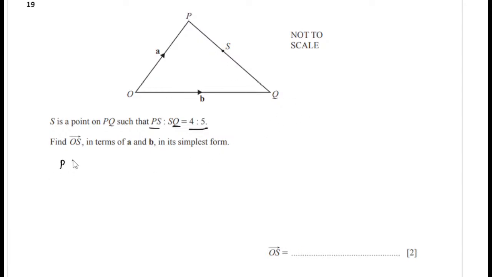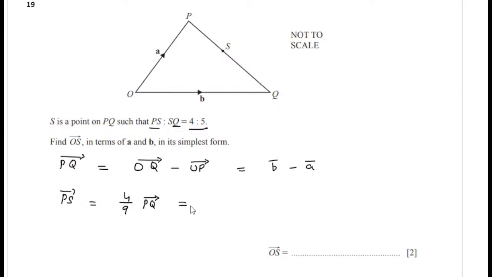So PQ is nothing but OQ minus OP bar. OQ is your B bar, so PQ is B bar minus A bar. Now PS bar is 4 by 9 times of this PQ bar. Okay, this is your PS bar.